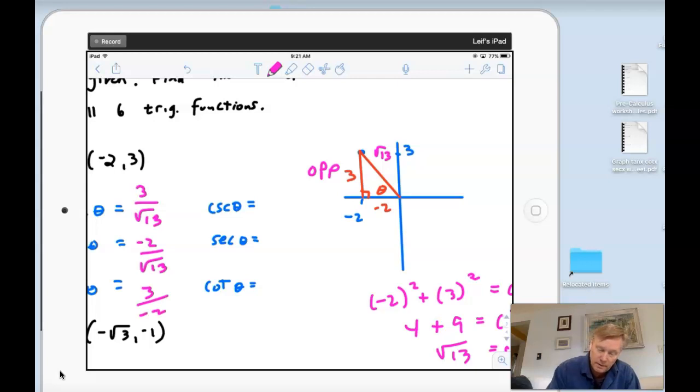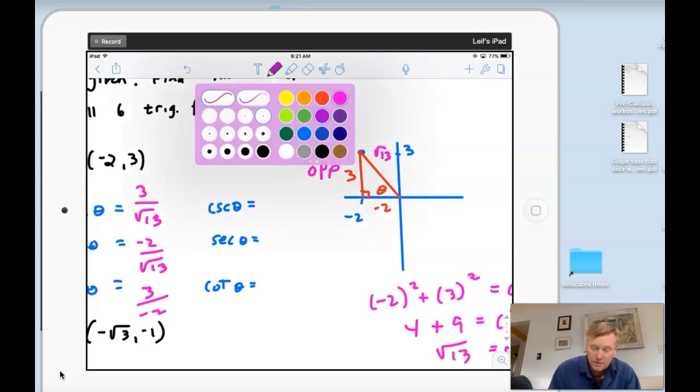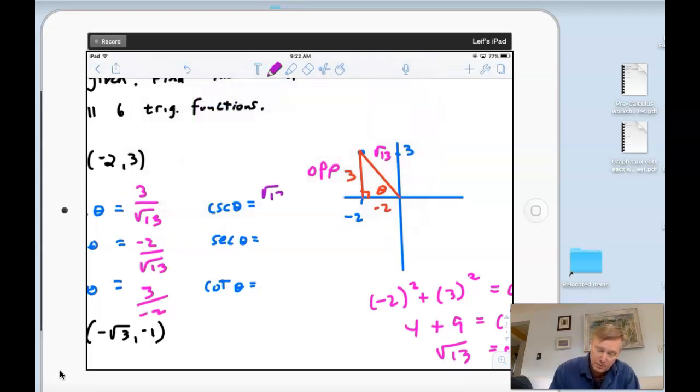All right. And then for all these other functions here, I just flip them, right? Square root of 13 over 3. This one's square root of 13 over negative 2. Remember, the negative can go in front of the fraction, the bottom of the fraction, top of the fraction, whatever. I'm not picky about that. This one will be negative 2/3. There's my 3 answers, okay?